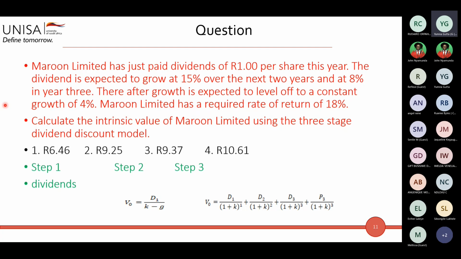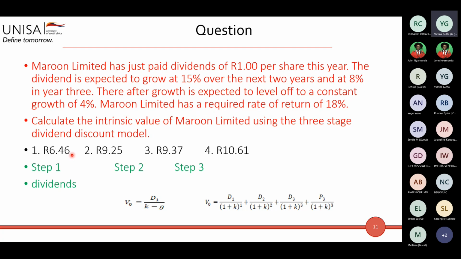Okay. So now we have a three-stage dividend growth model like the one we did in the first example. We say Maroon Limited just paid dividends of 1 Rand per share this year. The dividend is expected to grow at 15% over the next 2 years and 8% in year 3. Thereafter, from year 4, the growth is expected to level off at a constant growth of 4%. Maroon Limited has a required rate of 18%. Calculate the intrinsic value of Maroon Limited using a three-stage dividend discount model, right?